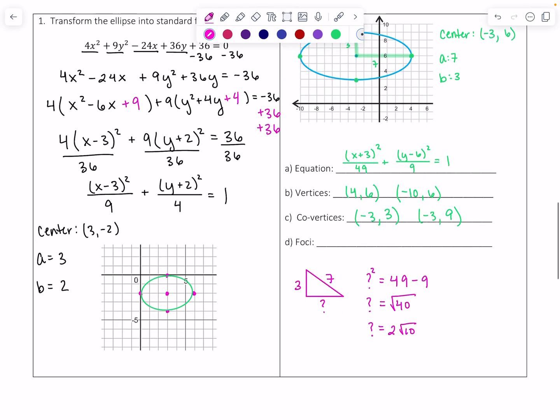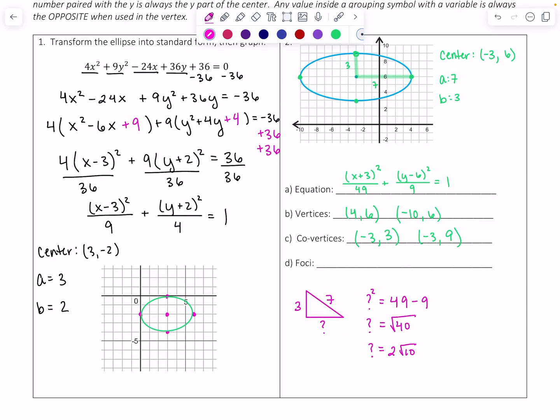All right, so our foci, right? So our foci are going to be the distance of 2 square root 10 from our center that we have here. So our center is going to be negative 3 plus 2 square root 10, and then so that amount over and then up, which is 6, and then also negative 3 minus 2 square root 10, comma 6. So that's how you go ahead and find your foci for your ellipse.